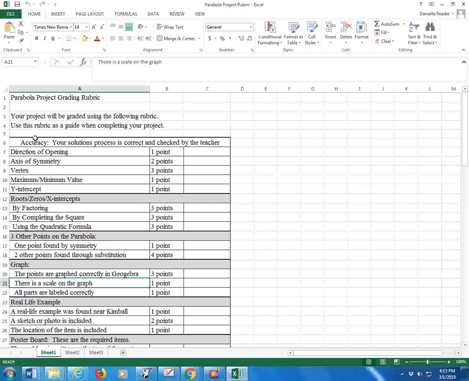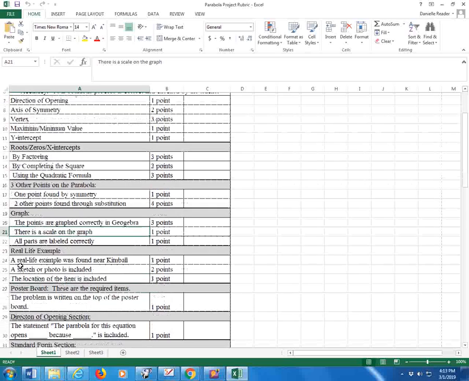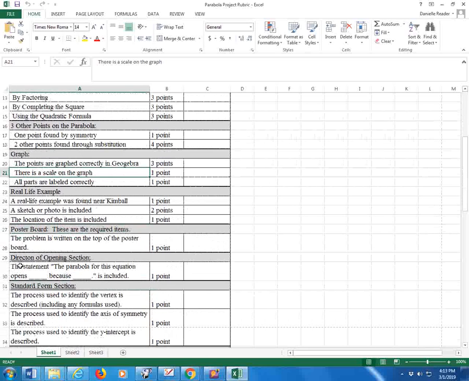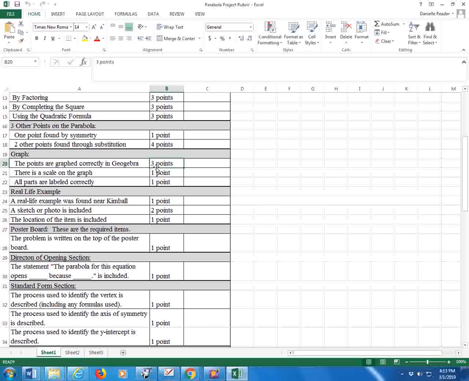You need to have found the roots by factoring, by completing the square, and by using the quadratic formula. You need to have found 3 other points, and there needs to be a labeled graph. I'm not going to dock you 3 points if it's not in GeoGebra. If you can do it just on graph paper, that's fine. This graph has a scale, so if you don't use 1 for your units, and use 2 like I did, make sure you write the scale and that you label everything.